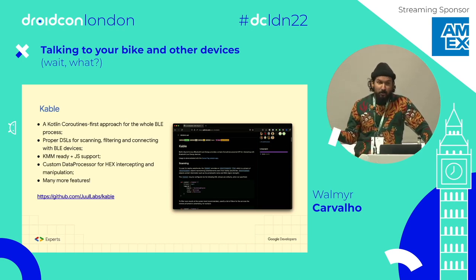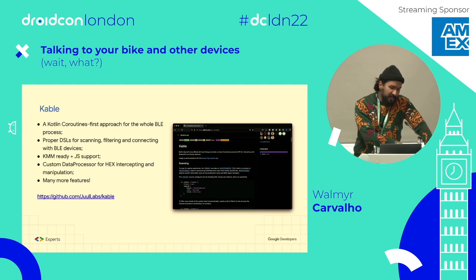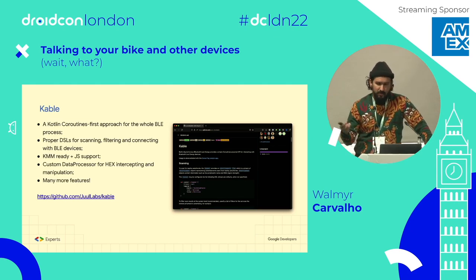Also, it's KMM ready, and we have seen a lot of KMM talks here. So if you want to use that, for example, to connect to a device that runs on the desktop, you can actually do it. And also for mobile or anything. I mentioned JS support here because it supports Kotlin JS.